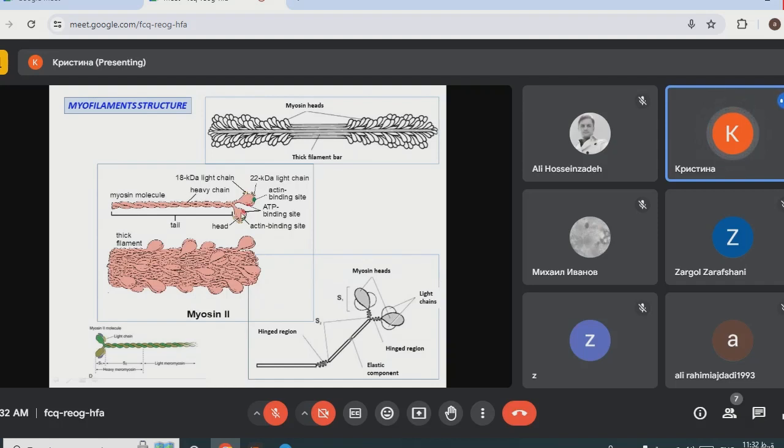Every one of these two heads has two sites for binding some substances. This is the actin binding site. This area is designed to attach to the actin thin myofilament. And this red in this picture is the ATP binding site to bind the ATP molecule. ATP is needed to perform contraction. It is an energy dependent process.